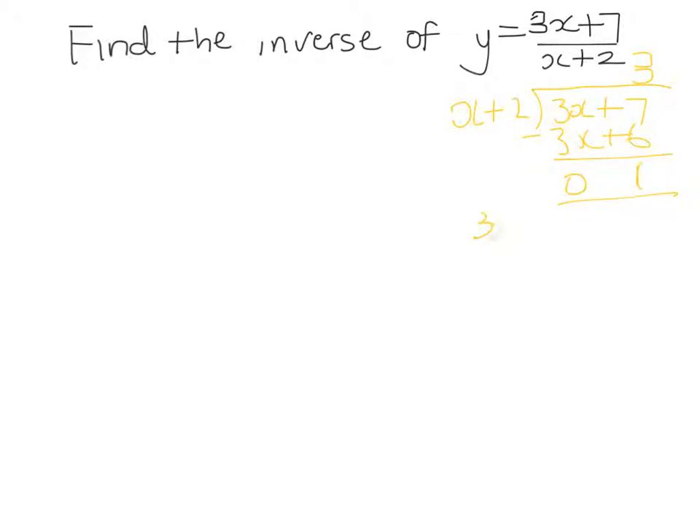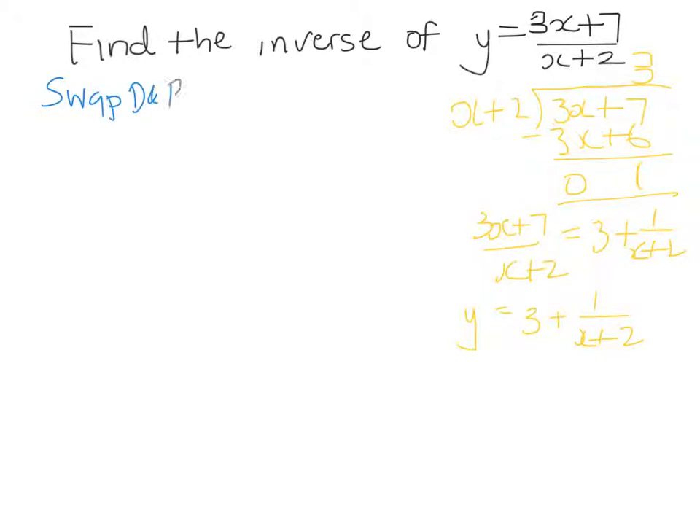So 3x plus 7 over x plus 2 is equal to 3 with a 1 remainder. So if we wrote instead y equals 3 plus 1 over x plus 2, that looks much more like a hyperbola now. And we can do the standard steps to change it into an inverse. We'll need to swap the x and the y and swap the domain and range.